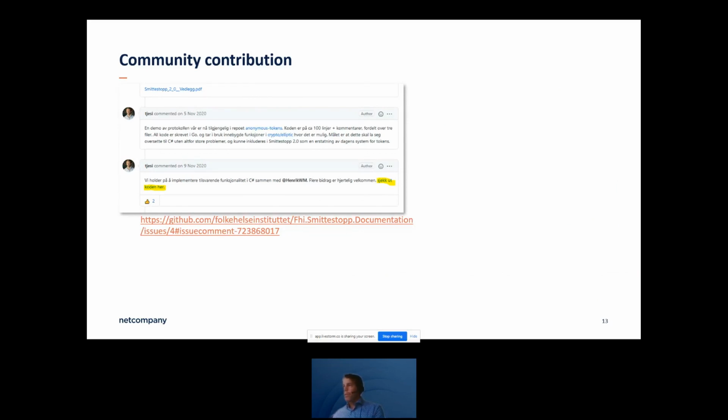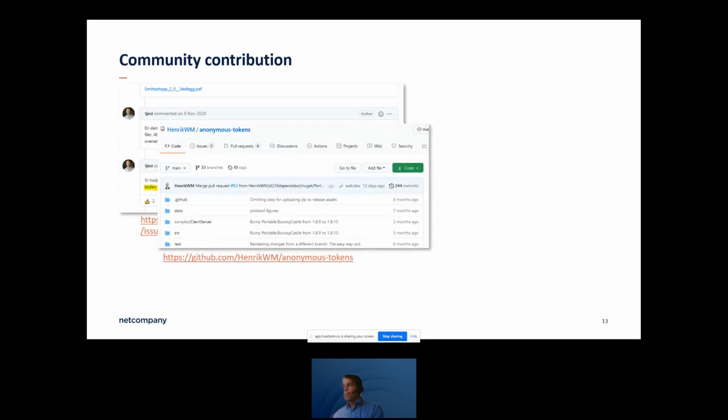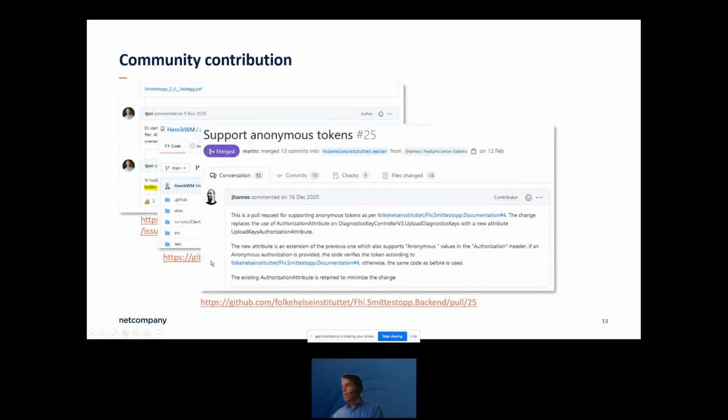In collaboration with Henrik and the repo Anonymous Tokens, they wrote a short implementation of this protocol in Go, and Henrik then translated it to C#, which you can find here. And then Johannes picked it up, and he actually wrote the code that turned into a pull request, which was then incorporated in the solution.